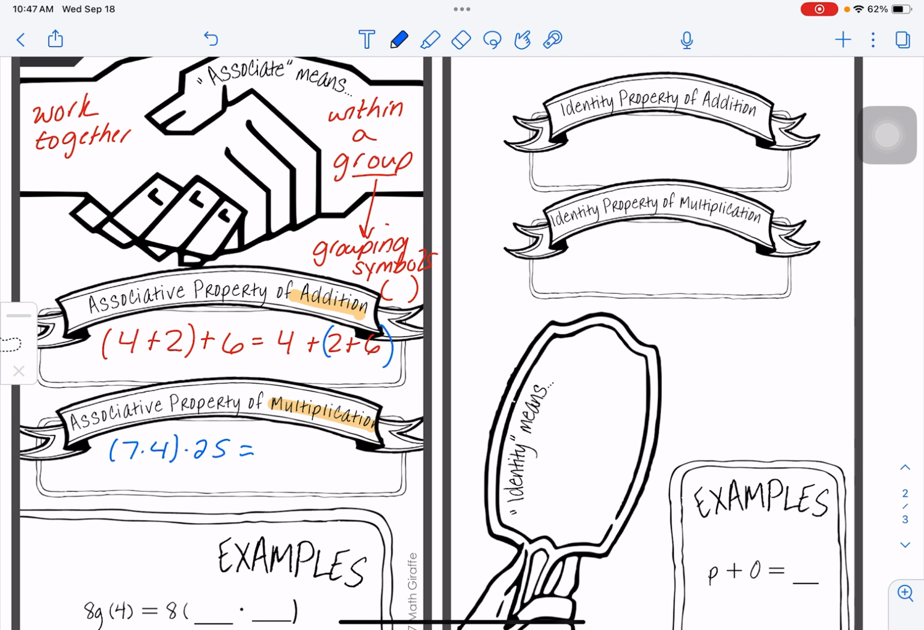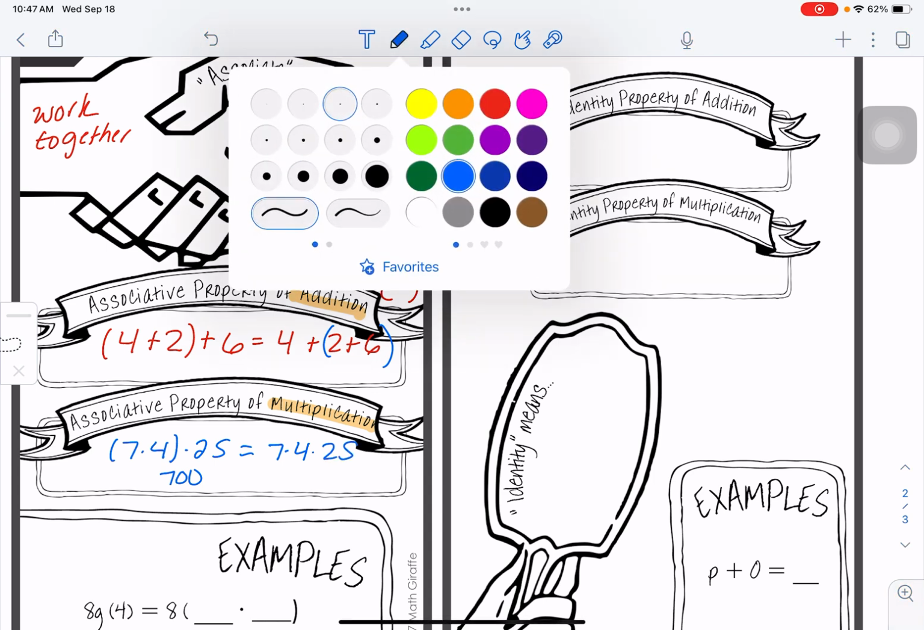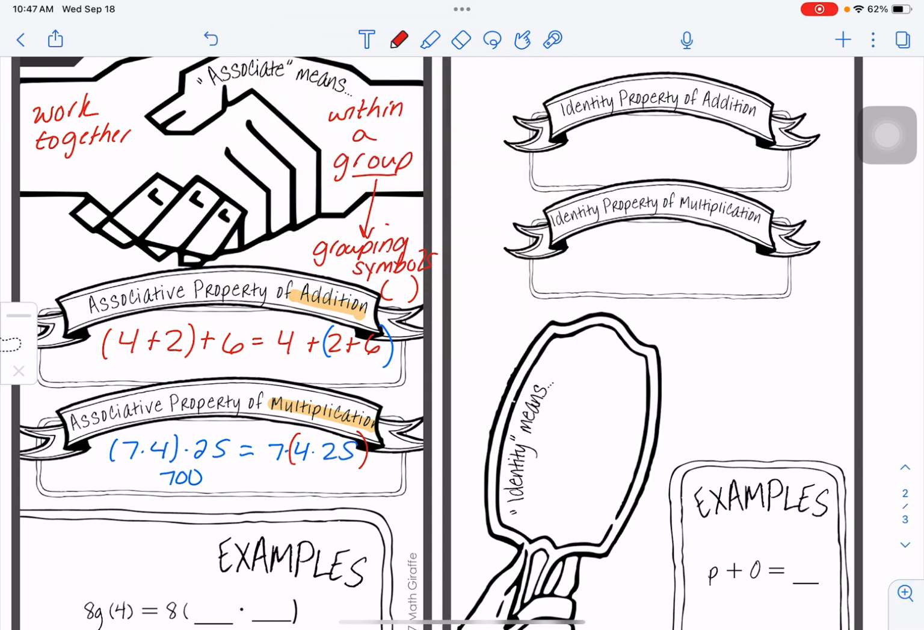If you're like me, I'm reaching for a calculator. I'm trying to think, okay, what's 28 times 25? Well, it's 700. Well, what if we grouped it differently? What if we kept the numbers in the same order, but this time we changed the grouping so that it was around the 4 and the 25? Well, what's 4 times 25? What's 4 quarters? 100. And what's 100 times 7? 700. Do you see how changing the grouping of the numbers made the problem a lot easier for us to solve? That's the associative property, and that works for addition and multiplication.